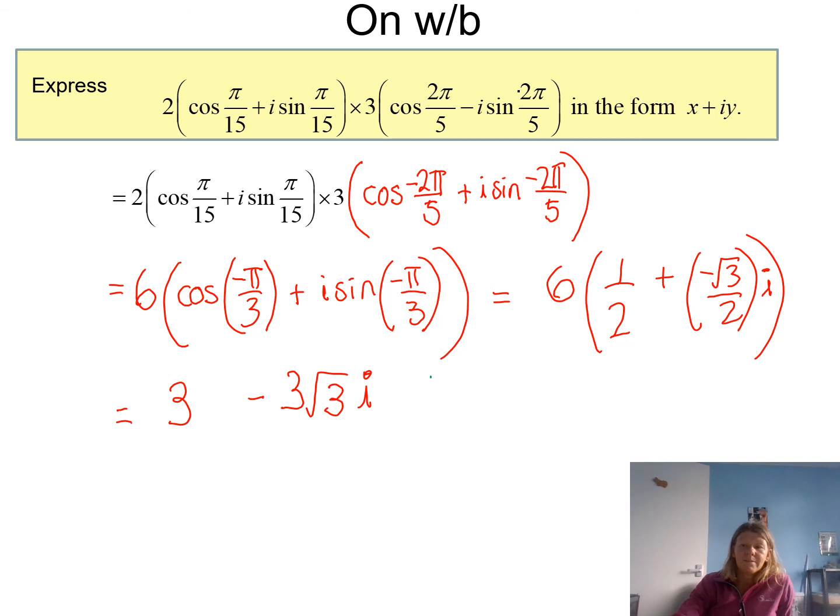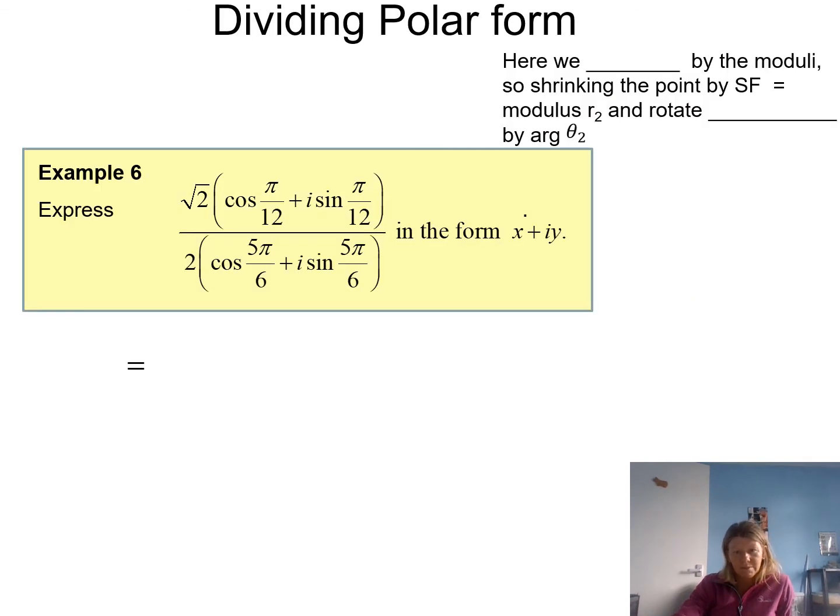All right, last bit. I'm pretty sure it's the last bit. It's dividing them. So dividing them is the opposite of multiplying. So the geometry is actually what happens to it. We are shrinking by a scale factor of the modulus, and we rotate not anti-clockwise, but clockwise. So write that in. Get on the line.